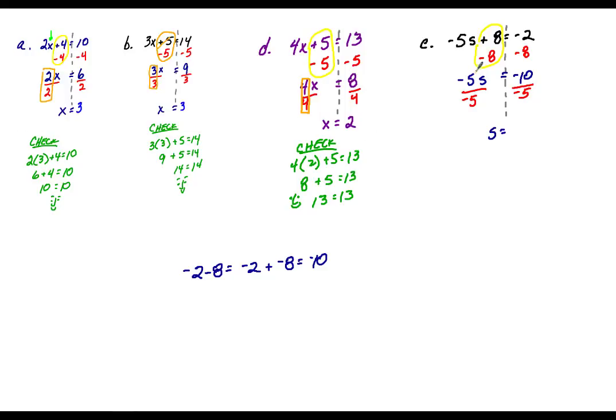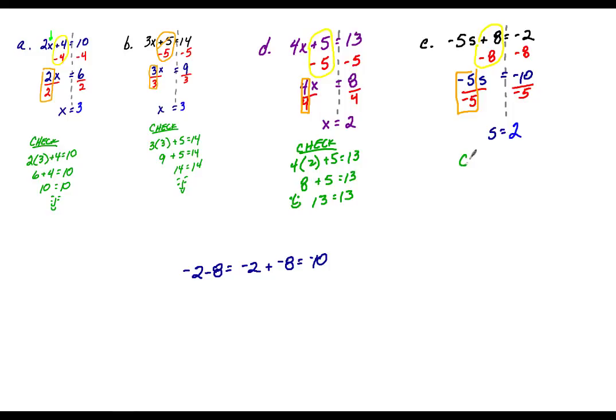Be careful. A common mistake is just to divide by 5. You have to divide by exactly what the coefficient is. So I'm going to divide by the -5 on each side, and -5s divided by -5 is s. -10 divided by -5, +2. When the signs are the same, the answer will always be positive.